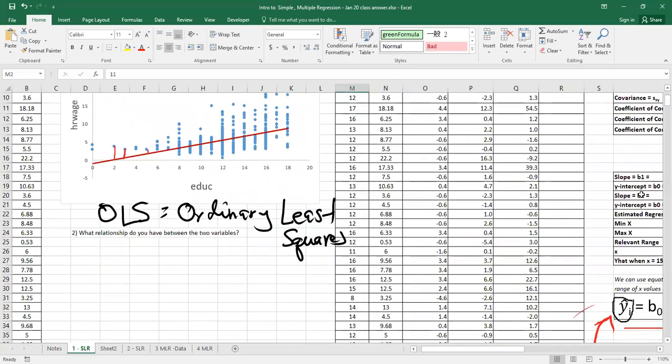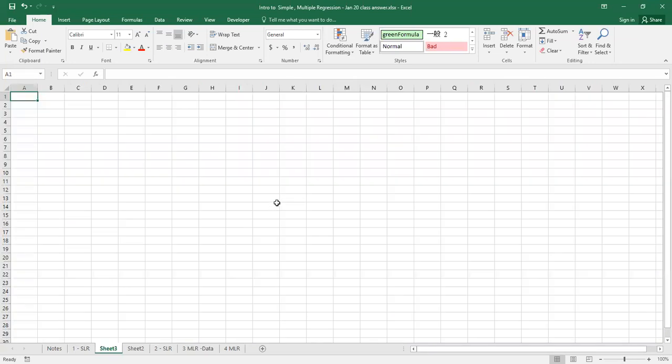Ano ba yung ordinary least squares? So mag-ano lang ako dito ng new sheet. I'll just show the concept behind an OLS or ordinary least squares. Let me just get the ink. Suppose you have this, no? Sorry for this straight-on line natin. No?